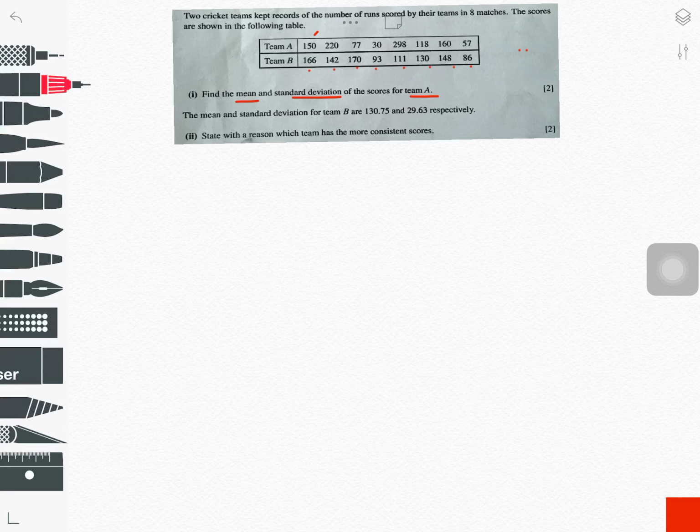Okay, how do you find the mean? Oh, so simple, right? Sum all, divide by the n. My n is 8. Okay, go and sum all of the runs. How many runs they got?